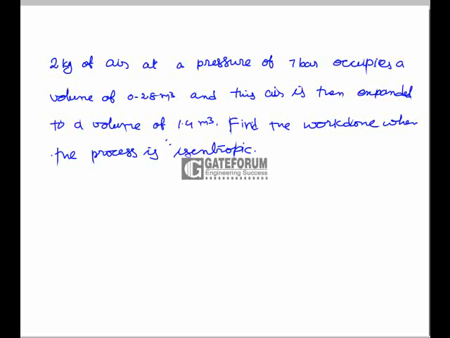Air at a pressure of 7 bar occupies a volume of 0.28 meter cube, and this air is then expanded to a volume of 1.4 meter cube. Find the work done when the process is isentropic. In an isentropic process, the work done is given by mR into T2 minus T1 by gamma minus 1. Sorry, here it is mR into T1 minus T2 by gamma minus 1.